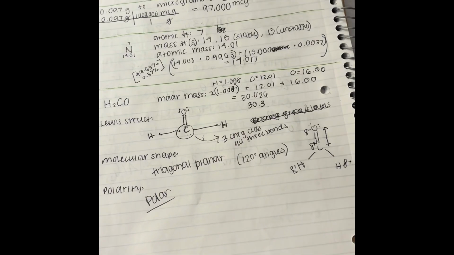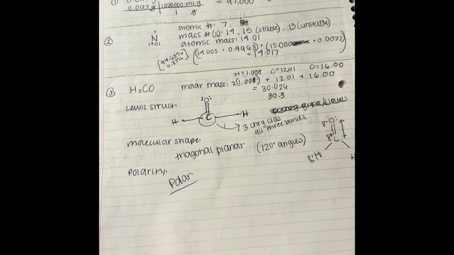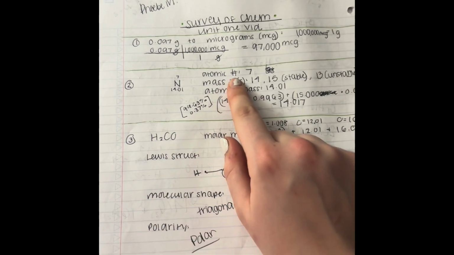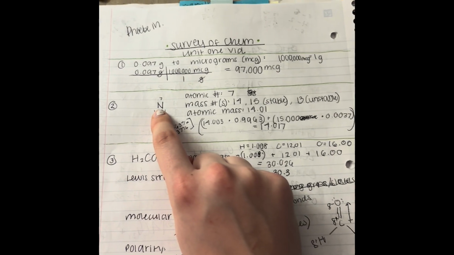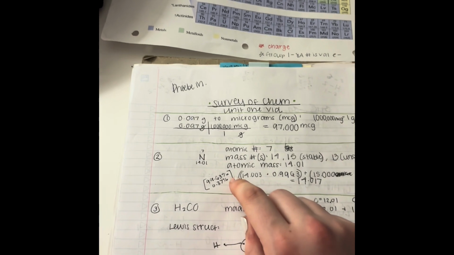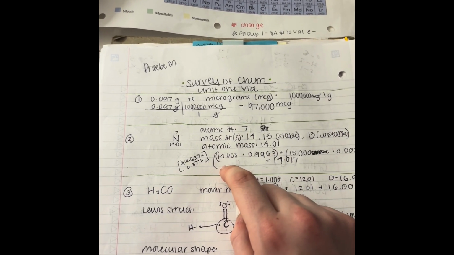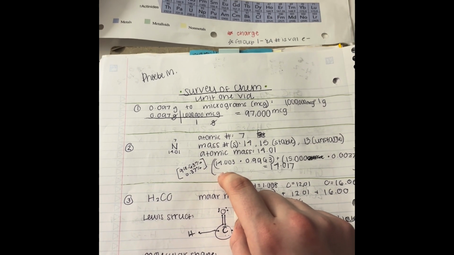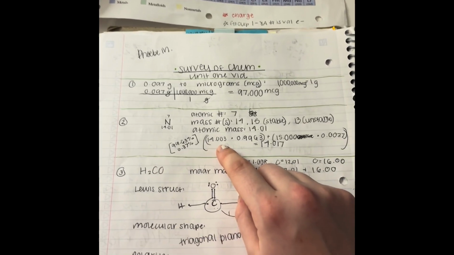Number 2 is asking me what is the atomic number, mass number, and atomic mass of nitrogen. So to start, the atomic number is 7. The atomic number for nitrogen is never going to change, as it's never going to change for the rest of the elements. This is because the atomic number is equal to the number of protons in an element, and the number of protons in an element always stays the same. It is also equal to the number of electrons in an element.